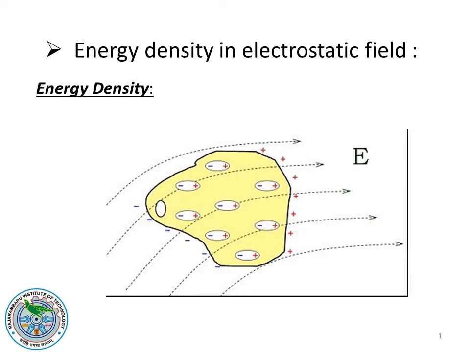Today we will see the energy density in electrostatic field. First of all, we will see the energy density definition. Energy density is the amount of energy stored in a given system or a region of space per unit mass. As we have seen from the diagram, we can find the energy density from the given shape.